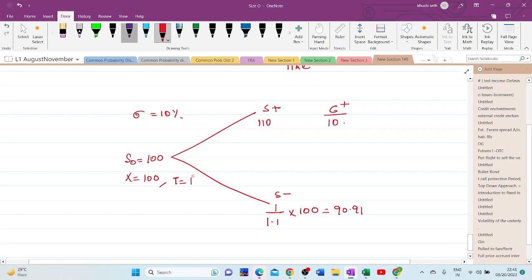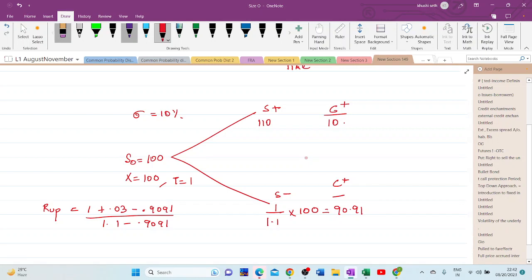and C minus is going to be, C plus is the intrinsic value of the call in case of an up move, and C minus is going to be 0. The risk neutral probability of an up move will be (1.03 minus 0.9091) divided by (1.1 minus 0.9091). So what is this coming to? 63.33 is the probability of an up move, and 36.67 is the risk neutral probability of a down move.